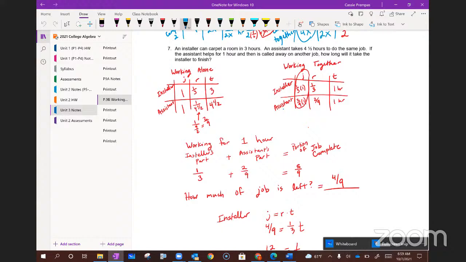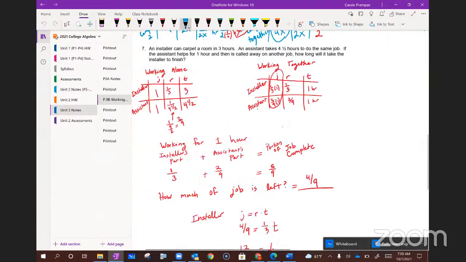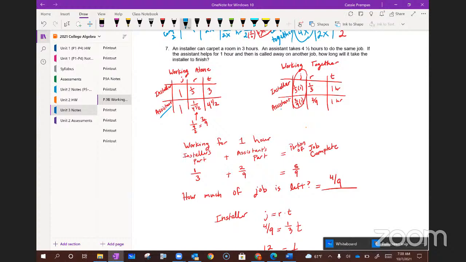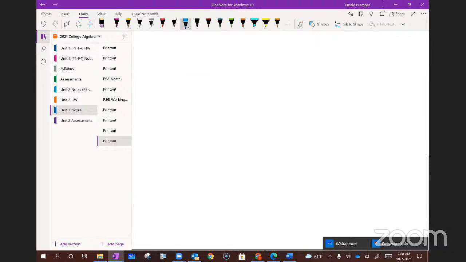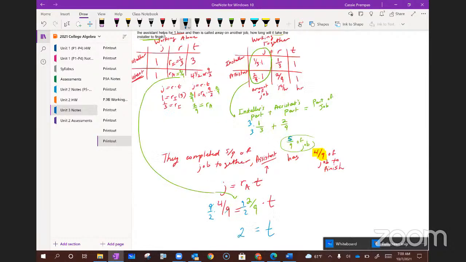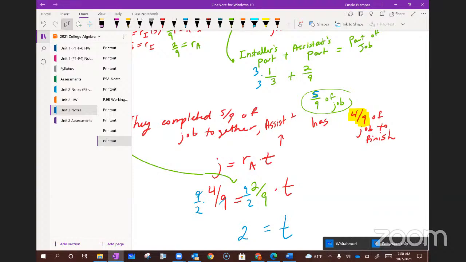It says, if the assistant helps for 1 hour. Oh, thank you. Sorry. Wish I was there with you guys. You guys catch me on little things like this. If the assistant helps for 1 hour and then is called away on another job. So the assistant is called away. It is the installer that needs to finish, the faster guy. I'm sorry, guys. So it's not the assistant that has to finish. It is the installer. I knew the answer was 1 1/3, and I was like, what is wrong with me? But it's early and my kid is coughing up a storm, and I'm sorry.